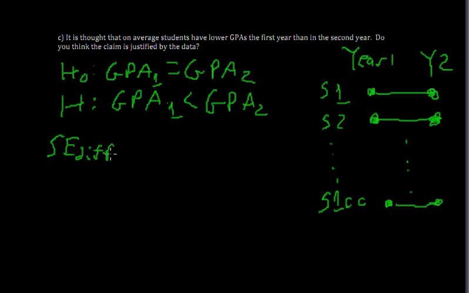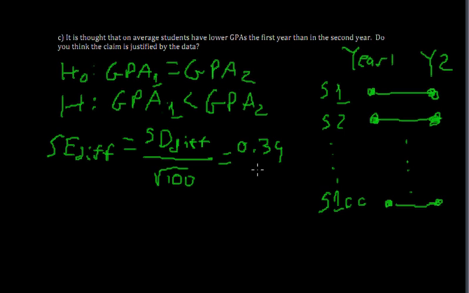is the SD for the difference divided by the square root of 100. So this is 0.39 divided by 10. So that's 0.039. That's the SE for the difference.